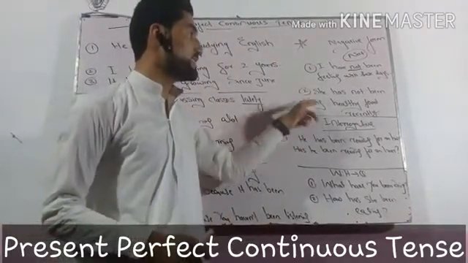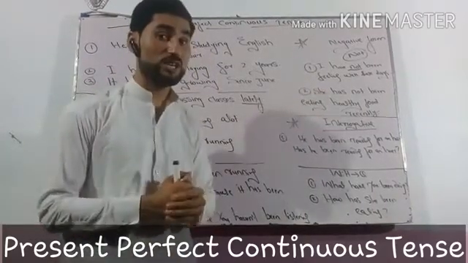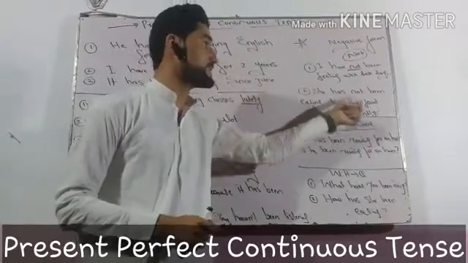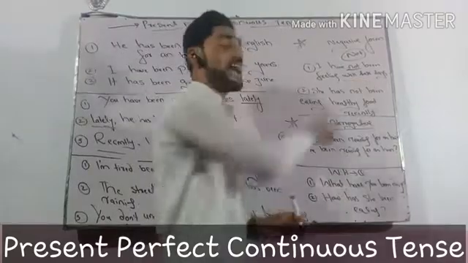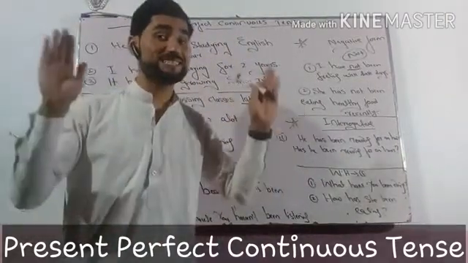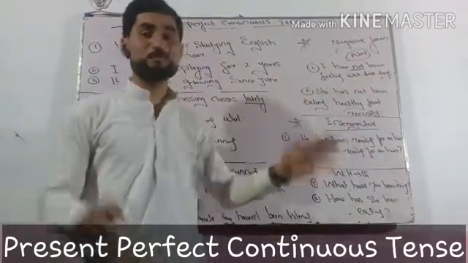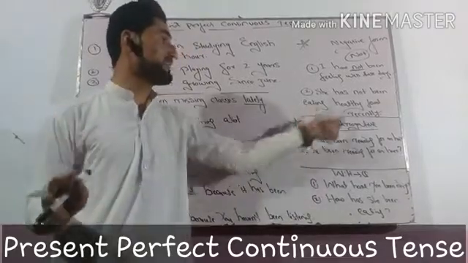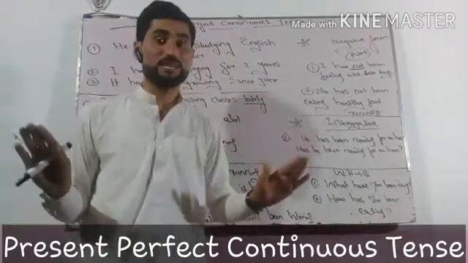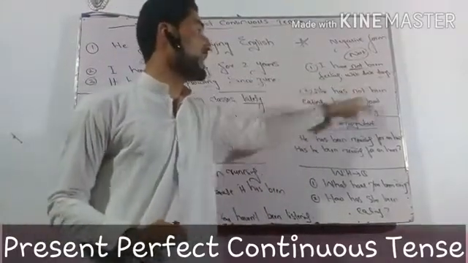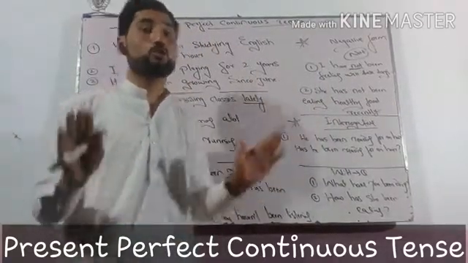The next example is: she has not been eating healthy food recently. I started this sentence with the subject she, therefore I added the auxiliary verb has. As this sentence is negative, I added not between has and been. As I told you, to make a sentence negative, don't forget to put not between has and been, or between have and been. Then the present participle form of the verb eat, eating, and then healthy food recently. So these are the examples of negative sentences. Just put not between have and been, or has and been, to make sentences negative. So this was the negative usage.